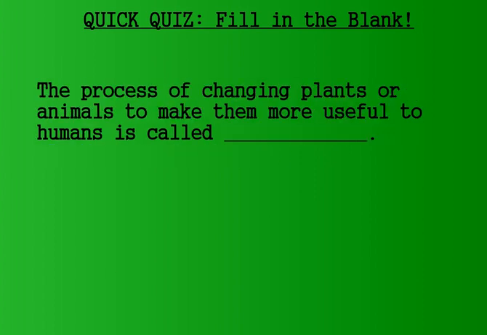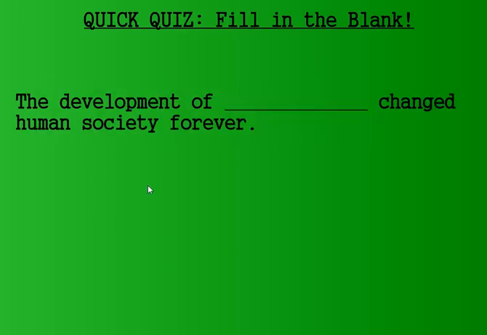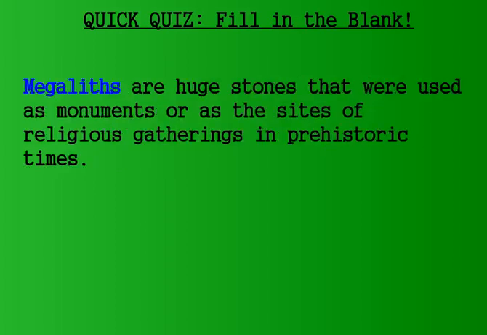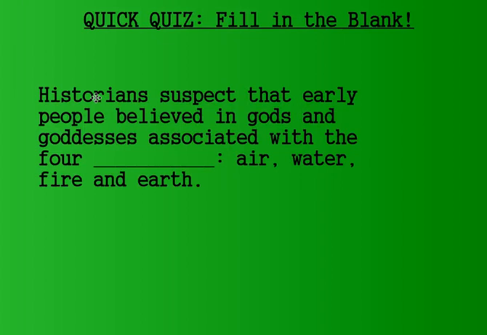The process of changing plants or animals to make them more useful to humans is called domestication. Domestic meaning home. The development of blank changed human society forever. Agriculture. Growing food. Blank are huge stones that were used as monuments or as the sites of religious gatherings in prehistoric times. Huge stones, megaliths. Historians suspect that early people believed in gods and goddesses associated with the four blank.